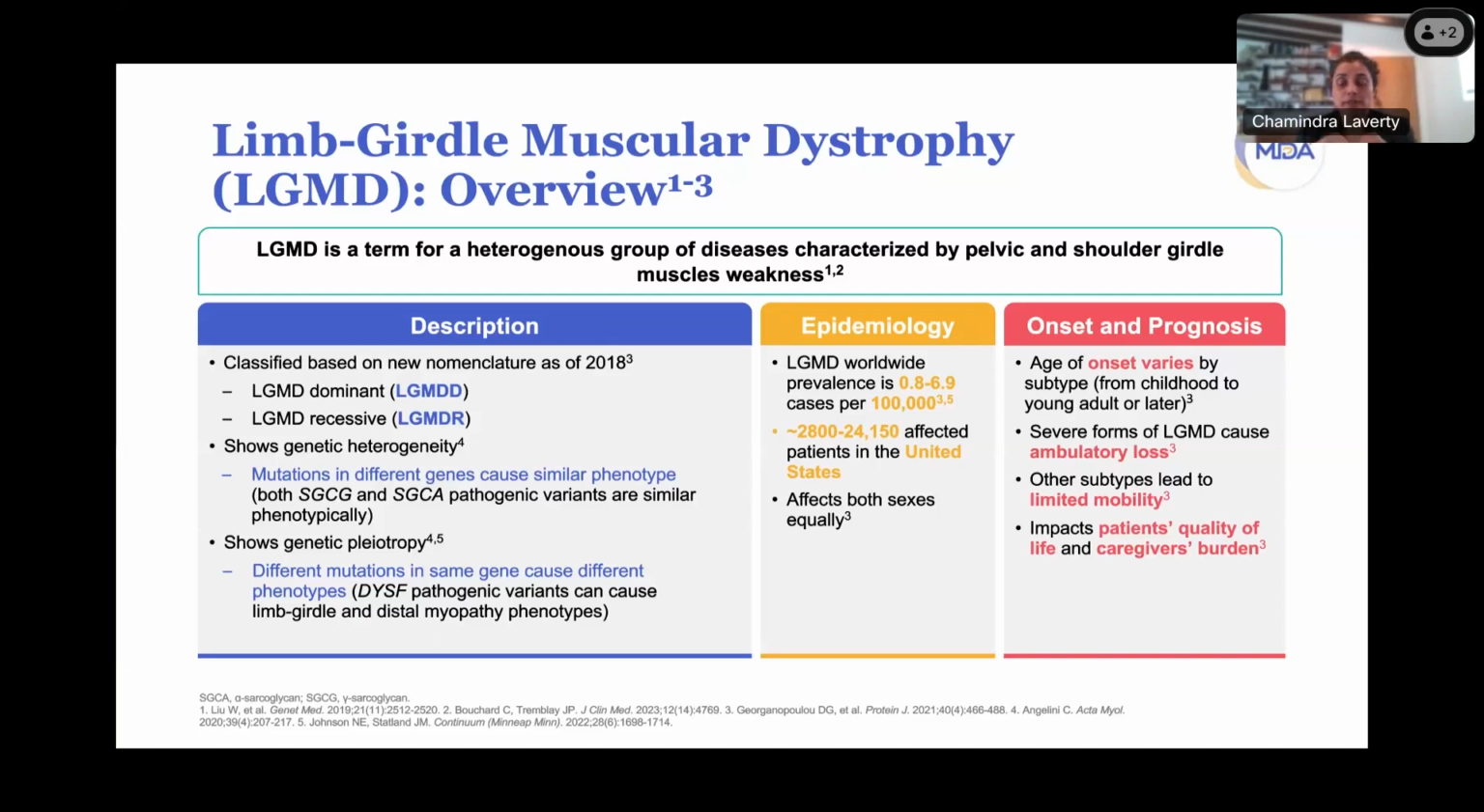There are some forms of limb-girdle muscular dystrophy that can be quite severe and can result in loss of ambulation. And there are other forms that can allow the patient to ambulate well into late adulthood. And similarly, some of these subtypes can result in considerable limitations in mobility. There are significant impacts on the patient's quality of life, as well as the caregiver's burden stemming from that limited mobility.